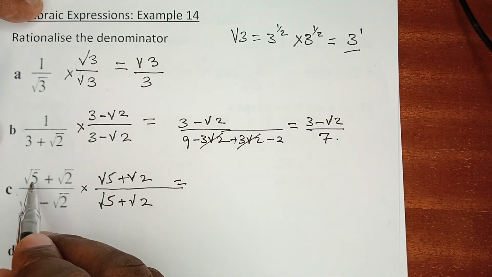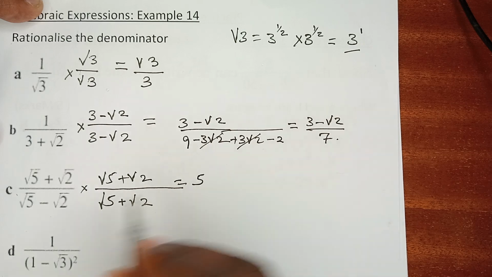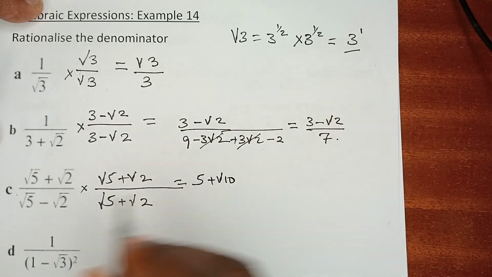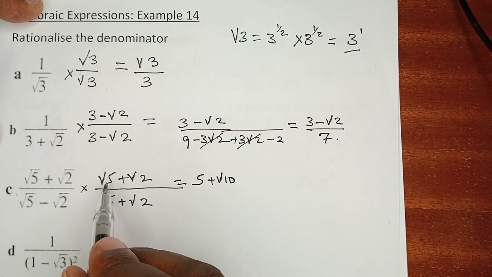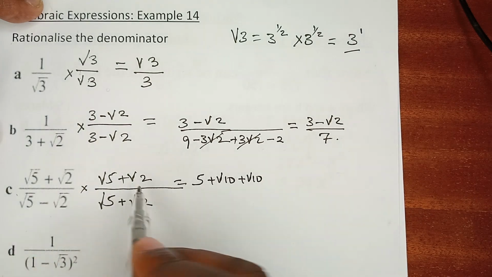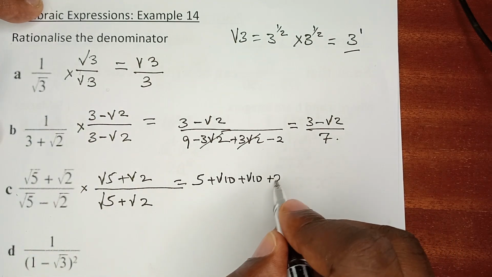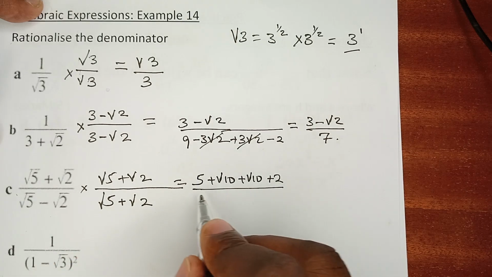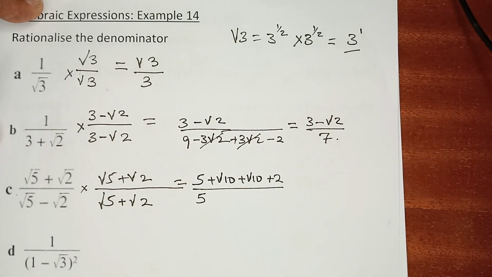This gives us now root 5 times root 5 is 5. Root 5 times root 2 is plus root 10. Root 2 times root 5 is plus root 10. And root 2 times root 2 is plus 2. Everything over, in the denominator, root 5 times root 5 is 5. And now, because we already know this, the two middle terms will cancel out, so I may just have to multiply the first one and the last one.